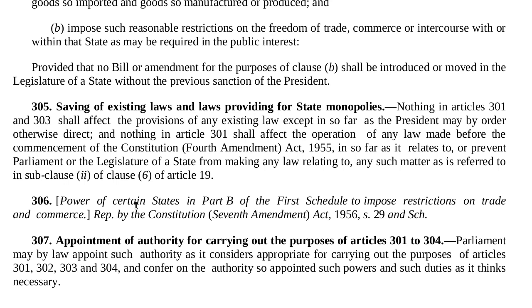306: Power of certain states in Part B of the First Schedule to impose restrictions on trade and commerce. Repealed by the Constitution (Seventh Amendment) Act, 1956, Section 29 and Schedule.